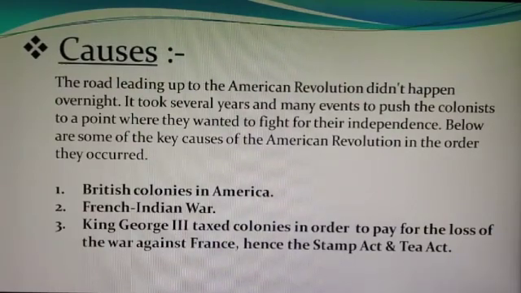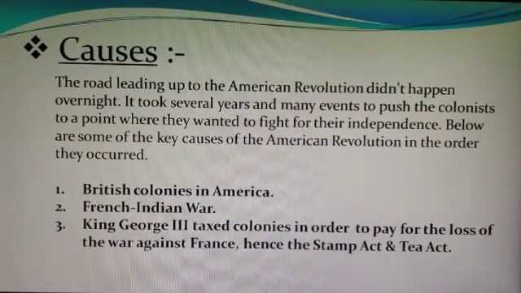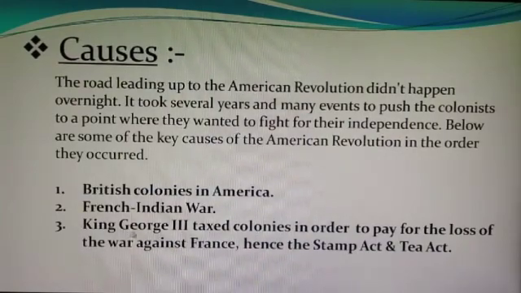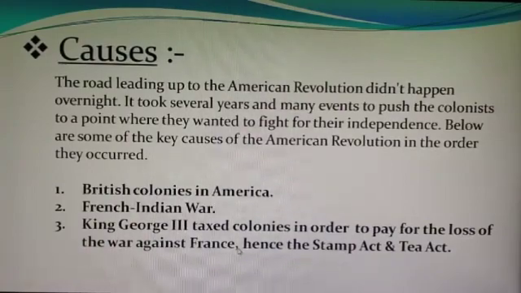The next is the French-Indian War. That means British had many wars that were going on outside America, and they had a great loss, and they wanted to get it from the colonies. So what step was taken? See the third point. King George III taxed the colonies in order to pay for the loss of the war against France. Hence, the Stamp Act and Tea Act were put.